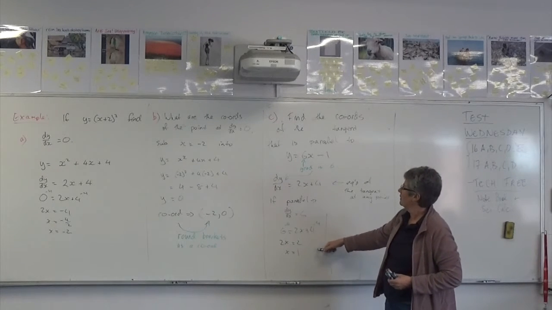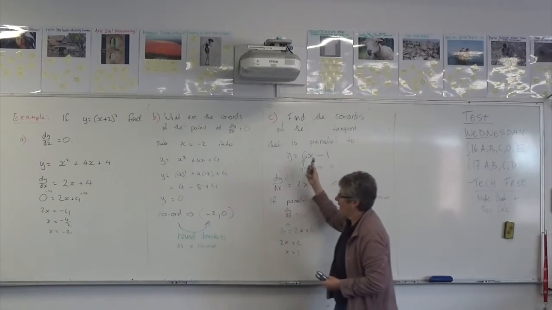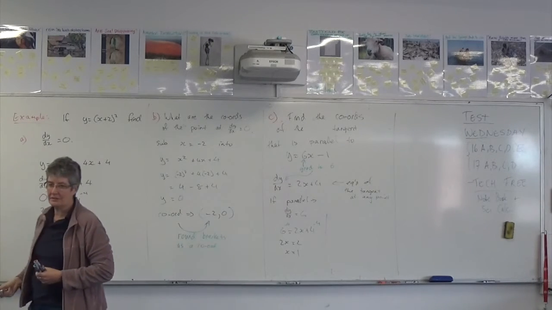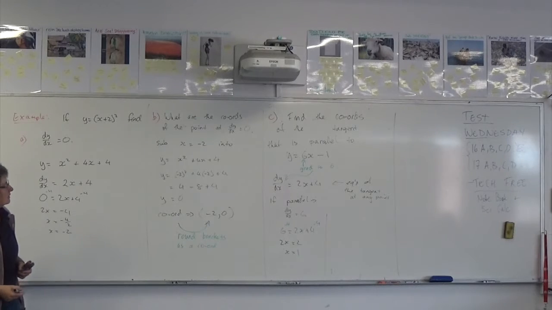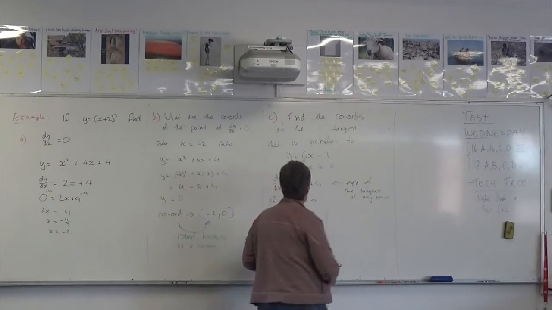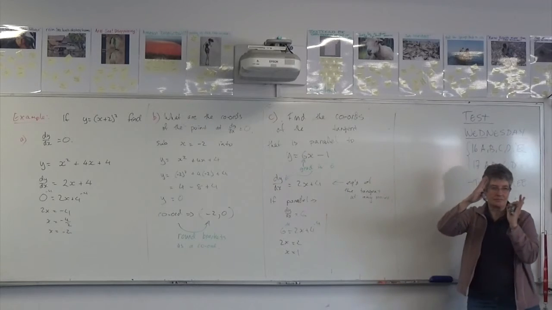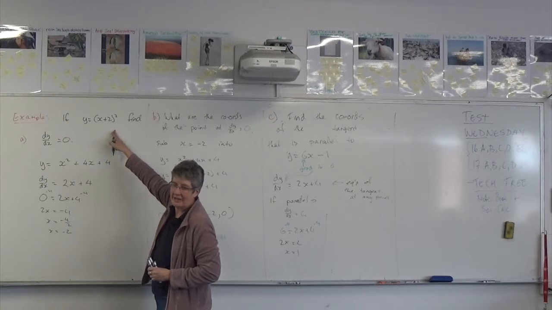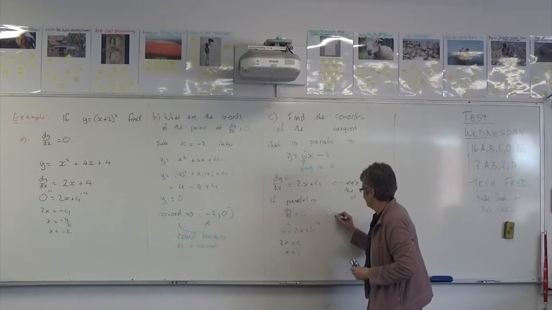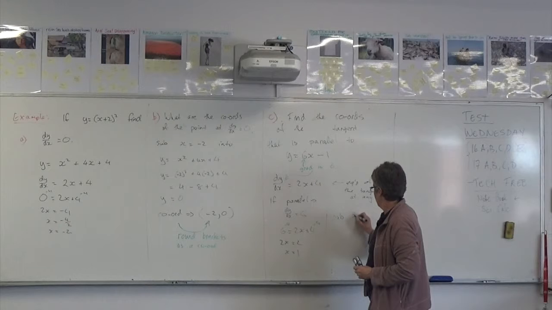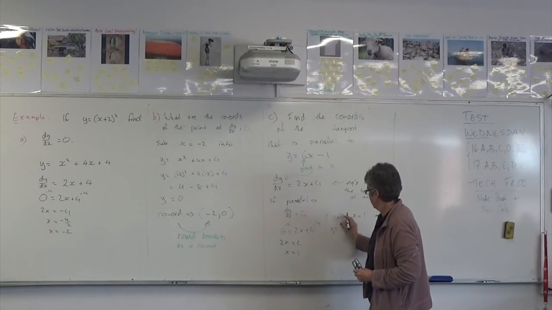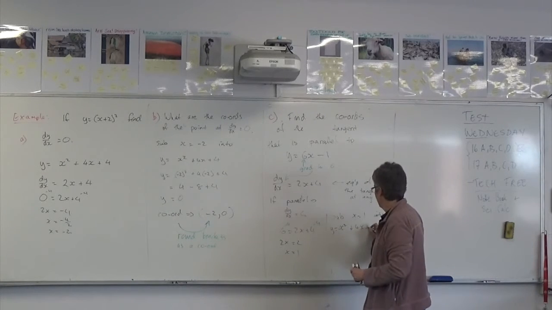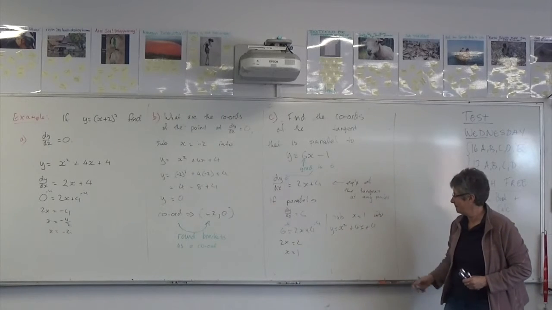Into the y equation. Which y equation? I've got that y equation, and I've got that y equation, y equals 6x minus 1. Because you want the one that's parallel to that one, it's only parallel to it. I want it on this curve. So I've got to sub x equals 1 into our original y because it's on that curve.